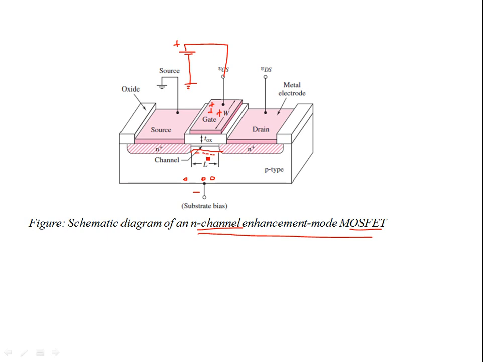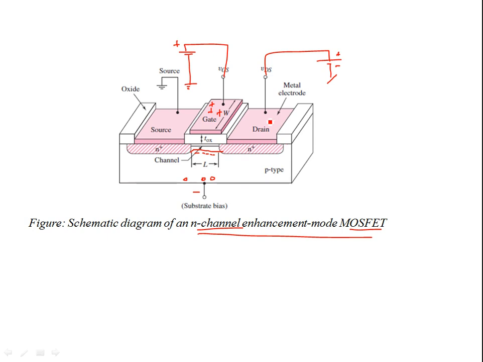So this space charge induced region will consist of negatively charged minority carriers in the p-type substrate, which creates a channel. Then if you apply a VDS, a positive terminal over here and negative terminal over here, this creates a horizontal electric field, and then you have a flow of electrons from source to drain.